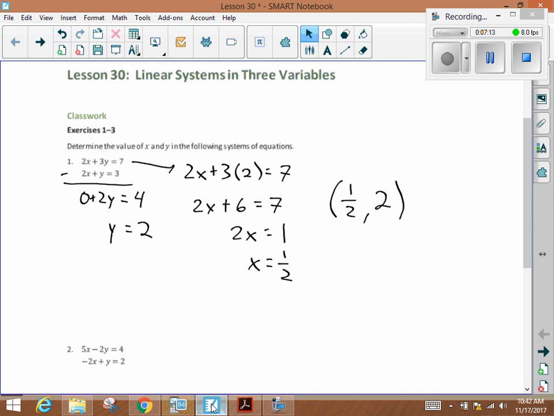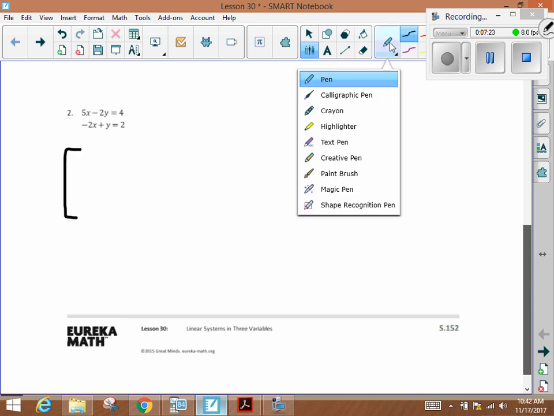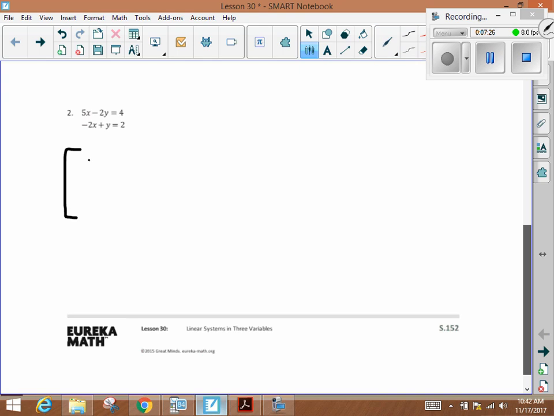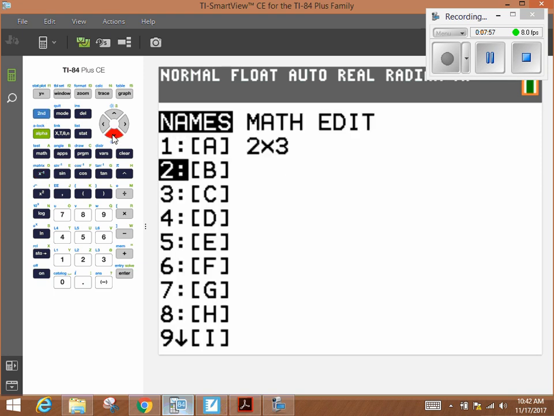Let's do it. So in this case, what we're really doing is setting up a matrix that looks like this: 5, -2, 4, -2, 1, 2. And we're going to go ahead and solve this using our calculator. So all I need to do is remember these numbers: 5, -2, 4, -2, 1, 2. I'm going to have to go in and make the matrix, so I won't get any help from Neo.